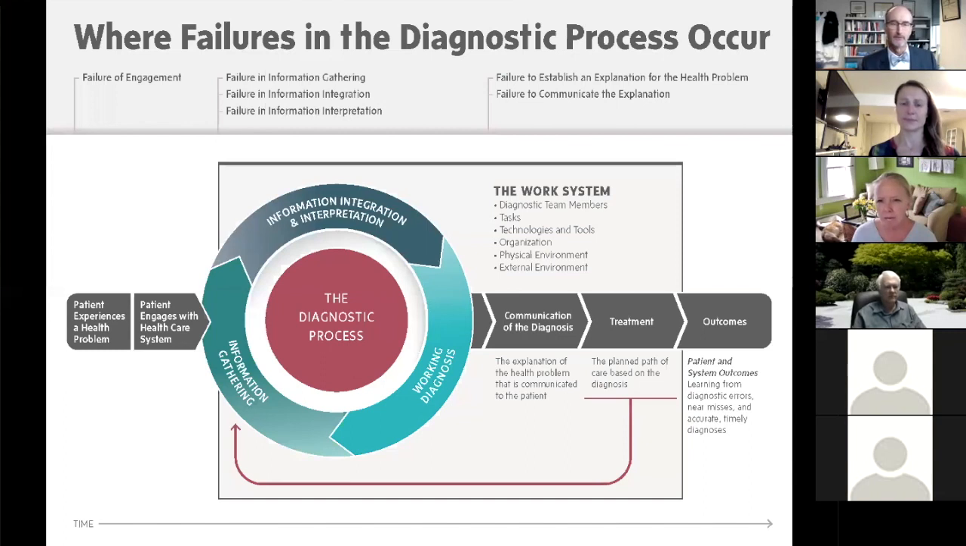And so, Suz, I was going to ask you, what was your impression of where there were some failures in the diagnostic process in your case? What did you notice? So obviously I took the first two steps. I knew I had a problem and I went to get help. And I felt like I did a good job conveying all of the information that I had. So I don't think it was an information gathering issue.